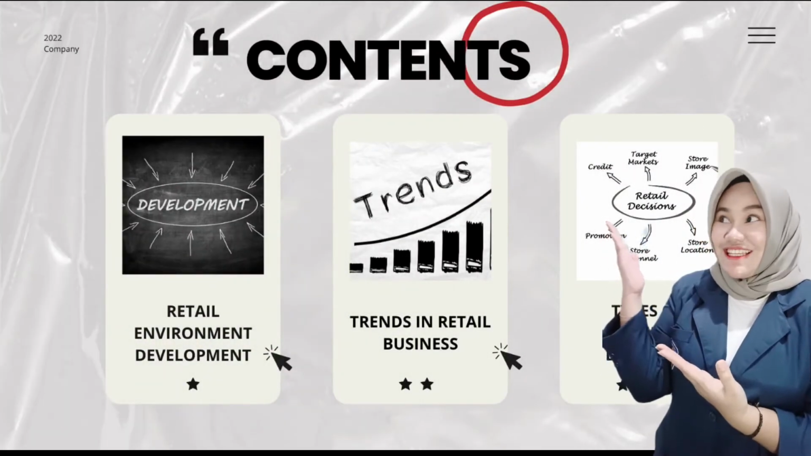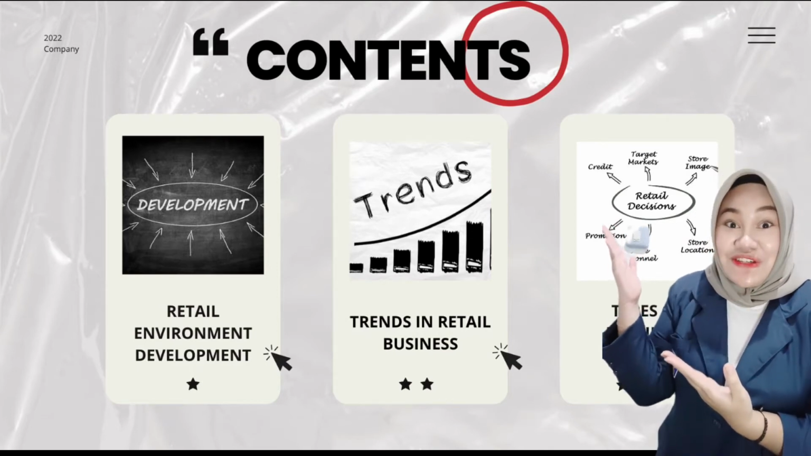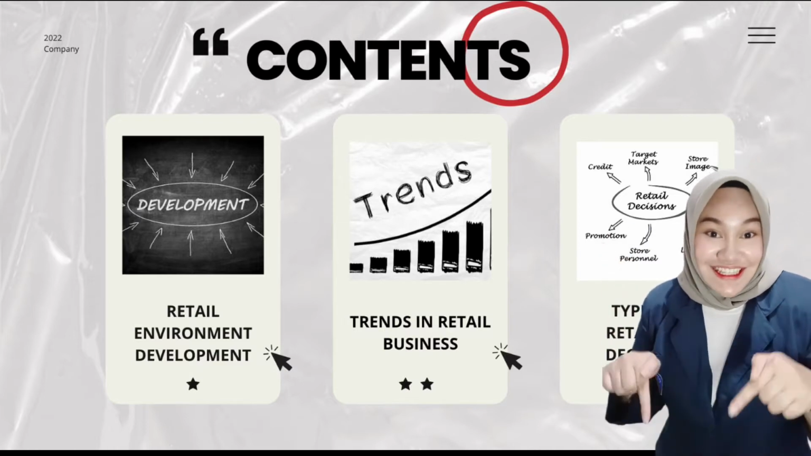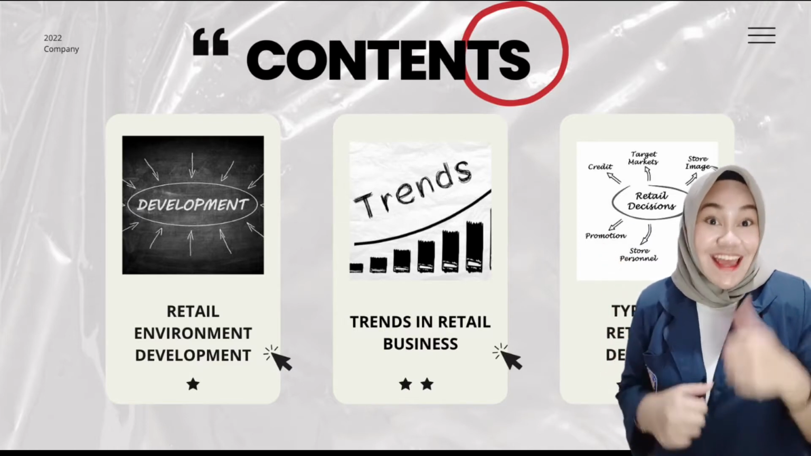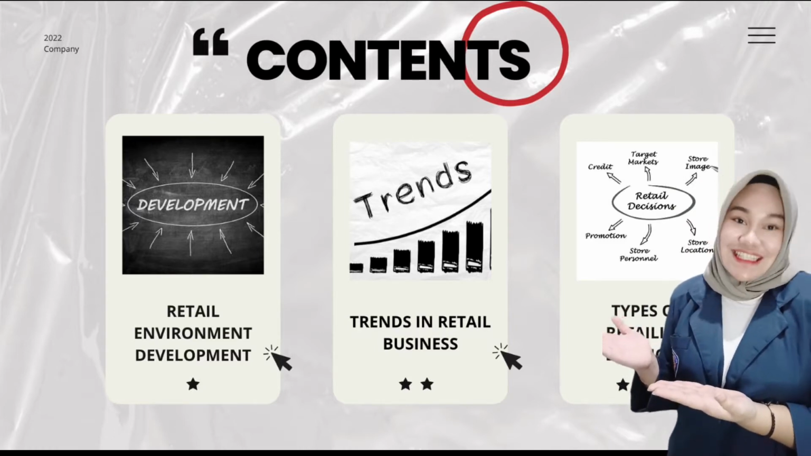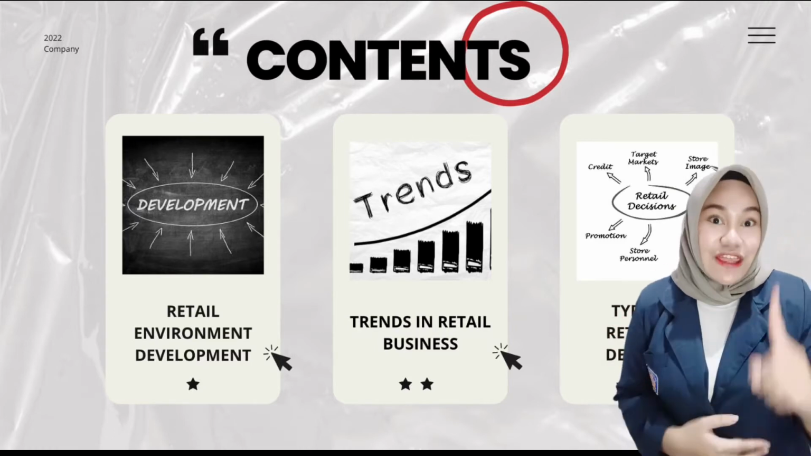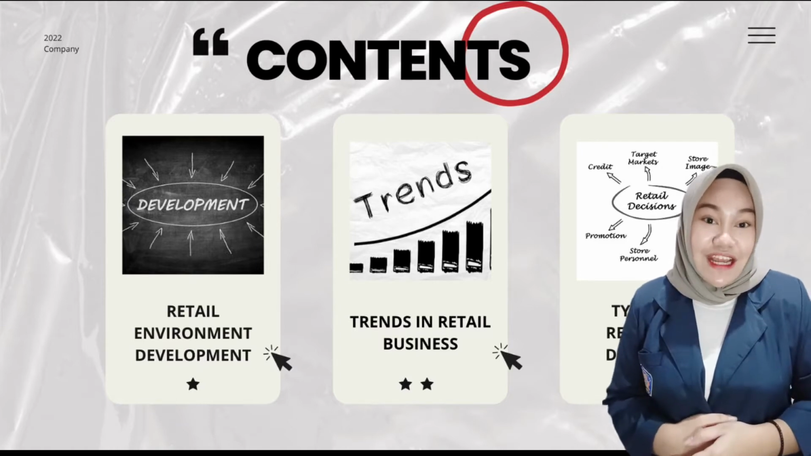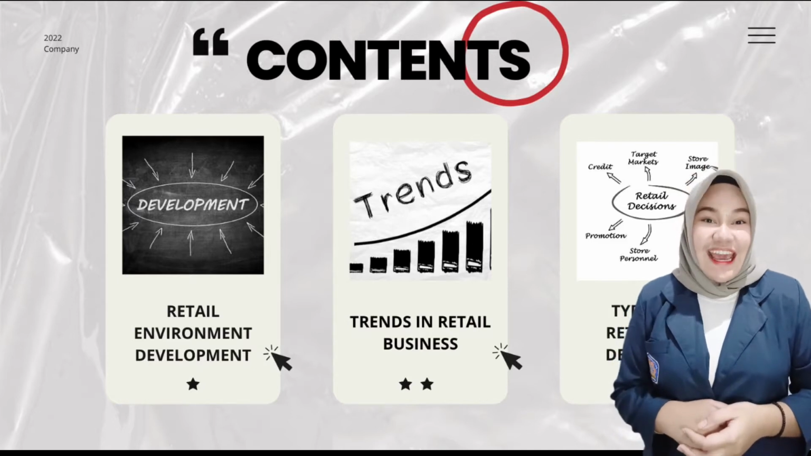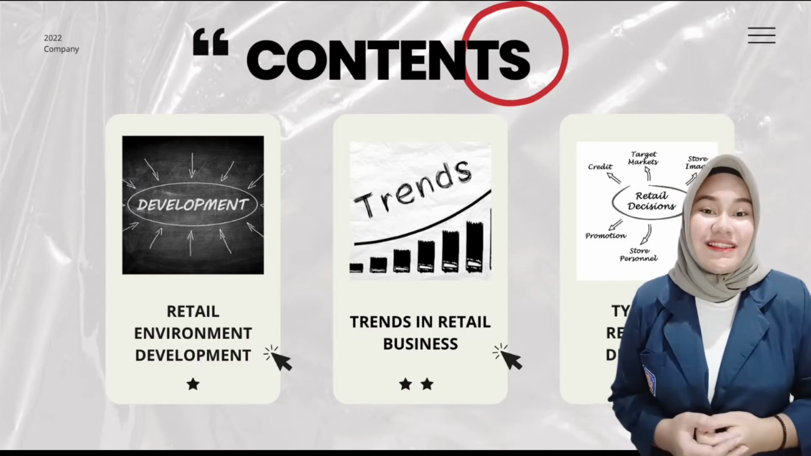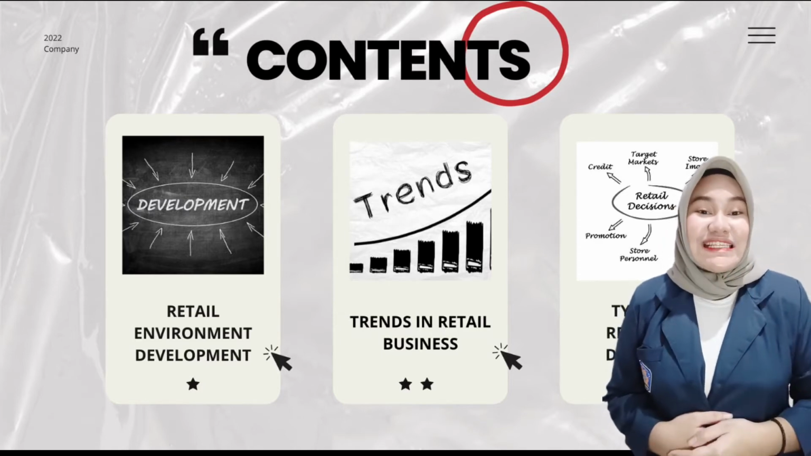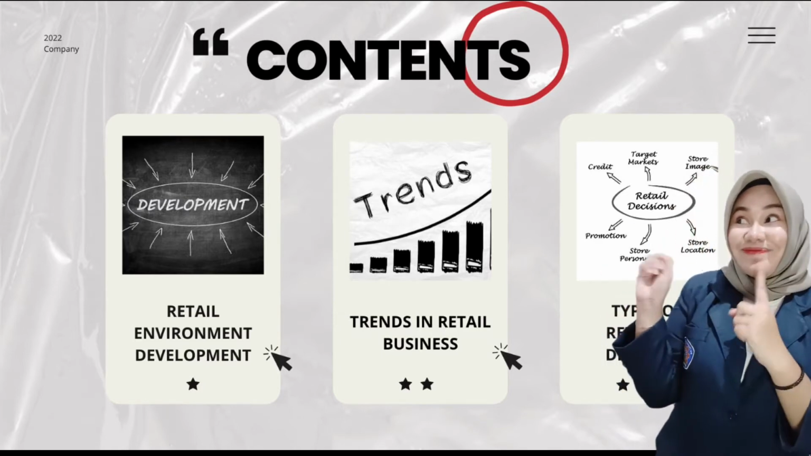Please look at the slide. Okay, can you see the slide? What do you see in this slide? Nice! This is a list of contents about the subtopics that we will study in this retailing material. The first one is about retail environment development, and the second one is about trends in retail business. And the last but not least is about types of retailing decision. And we will continue to find out what is going on there. Let's check it out.